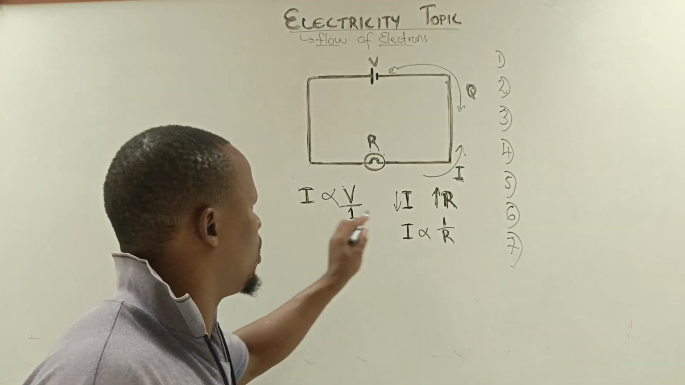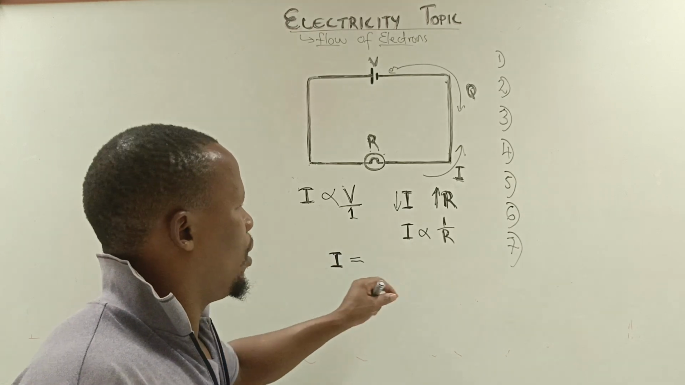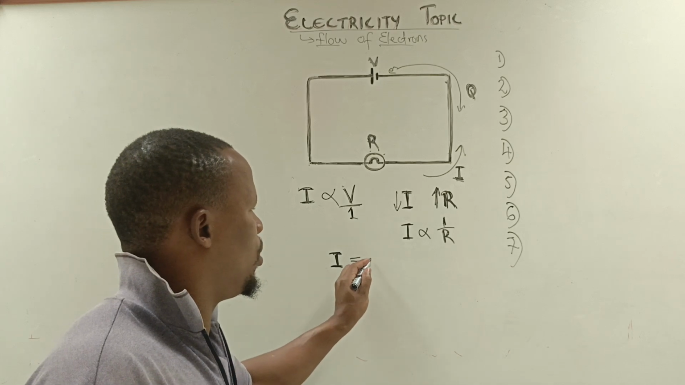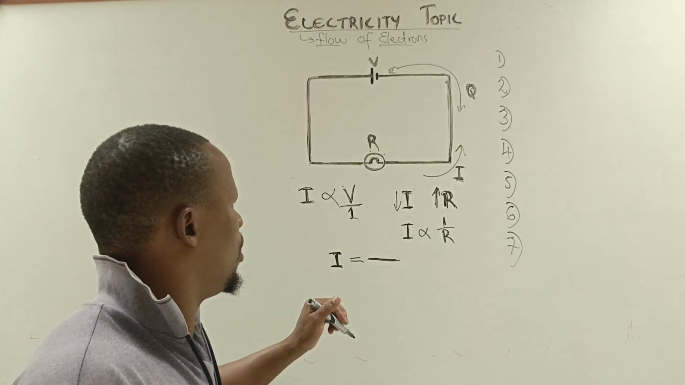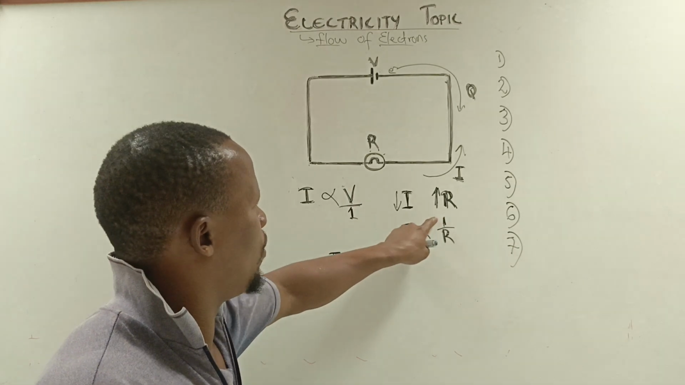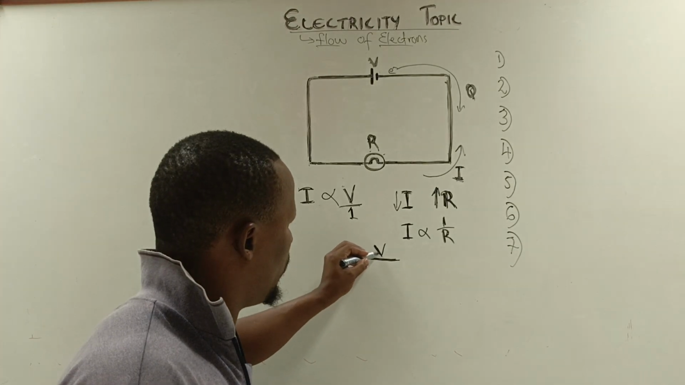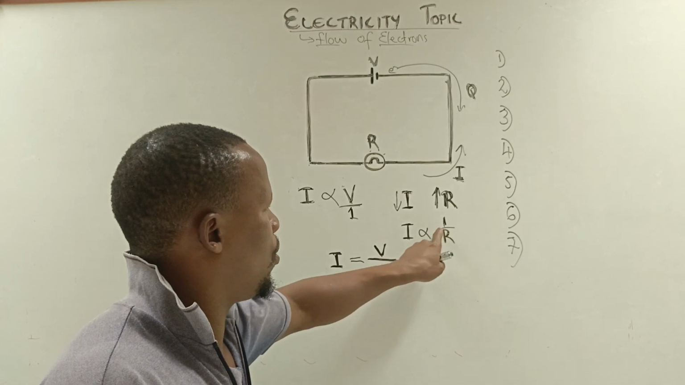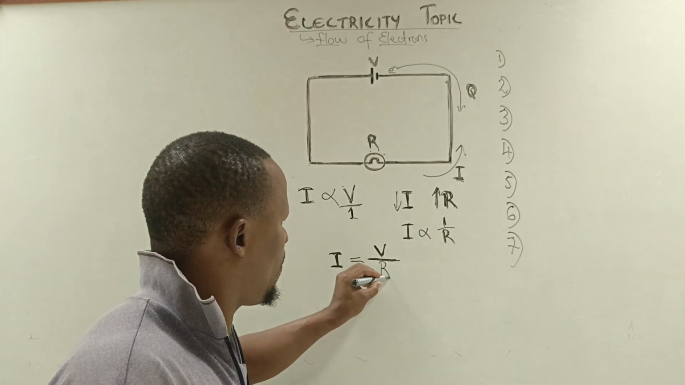How do you combine the proportionalities? I equals. In these two proportionalities we put our division line here. We have V, and V times 1 gives V. Then what is our division line? We have 1 and R, and 1 times R gives R.